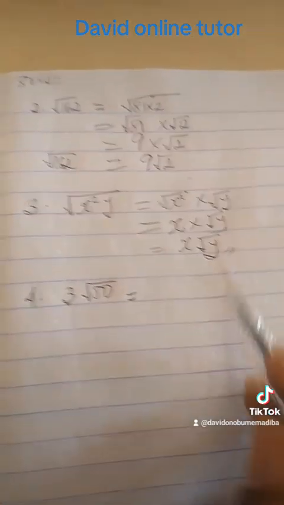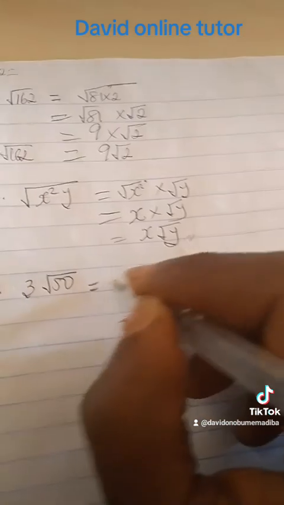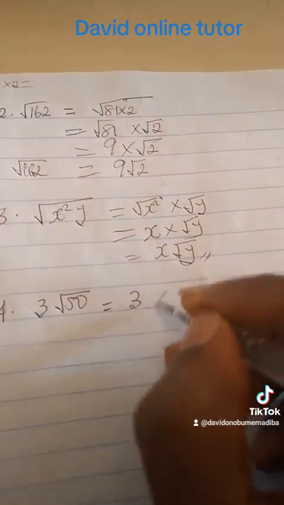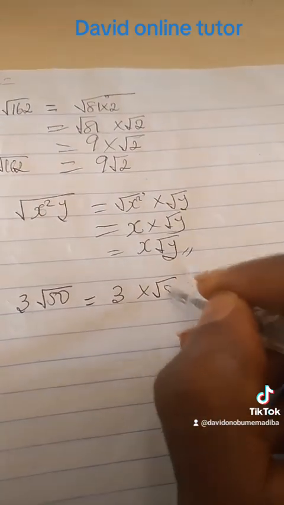We have another question here, 3 surd 50. Now since we have 3 surd 50, we're going to have 3 times surd 50.